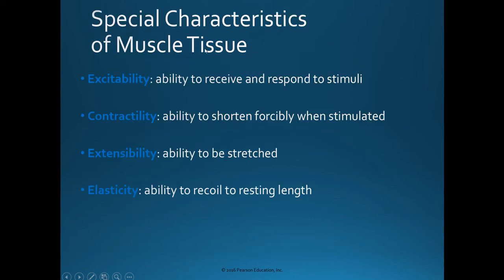The other thing that all muscle tissues share is these special characteristics. Again, it doesn't matter if it's skeletal, cardiac, or smooth muscle. All muscle tissues are excitable, right? They can receive and respond to stimuli. Skeletal muscle, for instance, gets a signal from the nervous system, and then you can contract your muscle and straighten or move your arm or speak or anything like that.